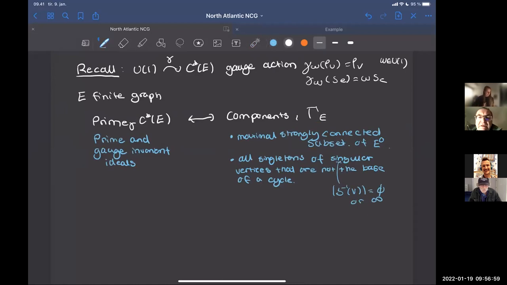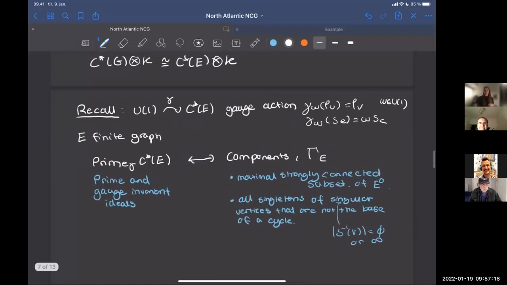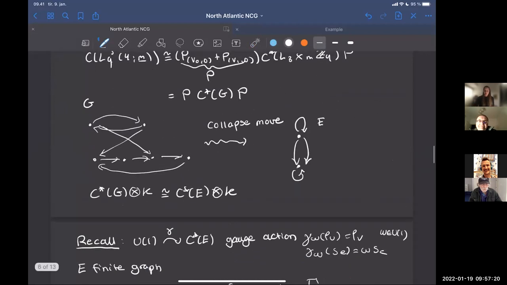Could you tell me one more time what strongly connected means? Strongly connected means that if you pick two vertices, then you need to find a path between them, in both directions. So you pick any two vertices, and then they should be maximal. So in our case, it will just be singletons of vertices in all the cases we consider.